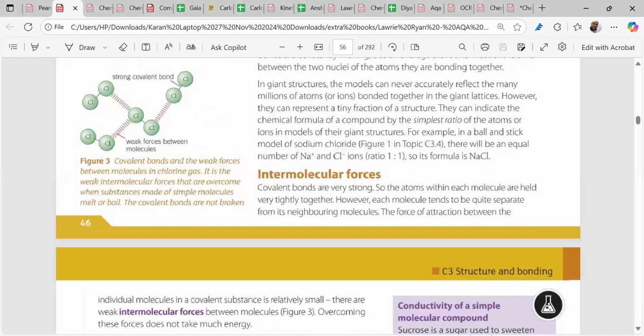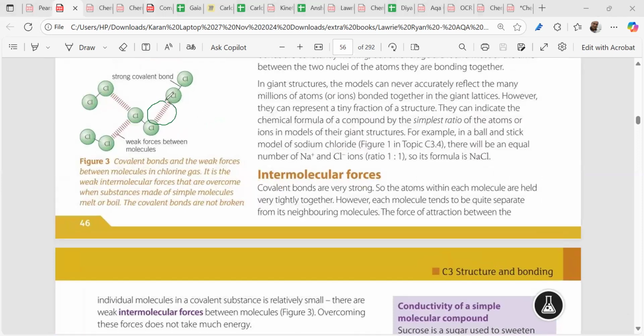A molecule is attracted by another molecule by weak forces of attraction. This bit is very crucial going ahead. Suppose you're taking chlorine. Chlorine will be attracted by another chlorine by what? By weak attractive forces, which we call intermolecular force of attraction. So a molecule will be attracted to another molecule by weak intermolecular forces of attraction.